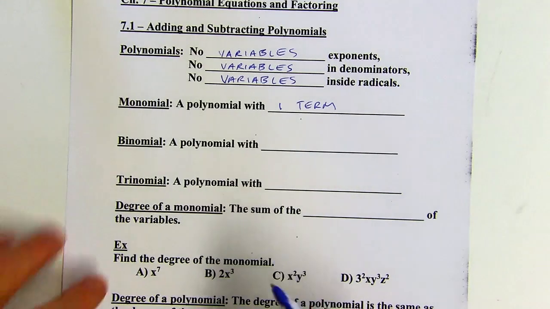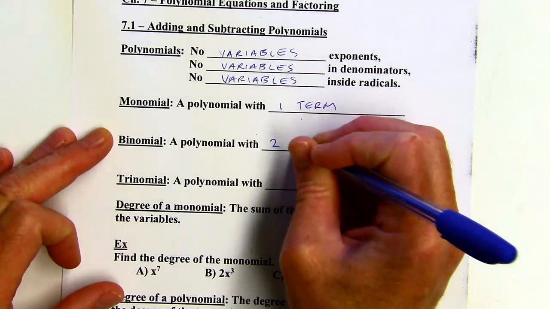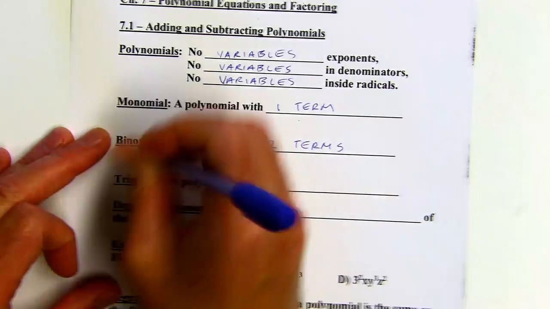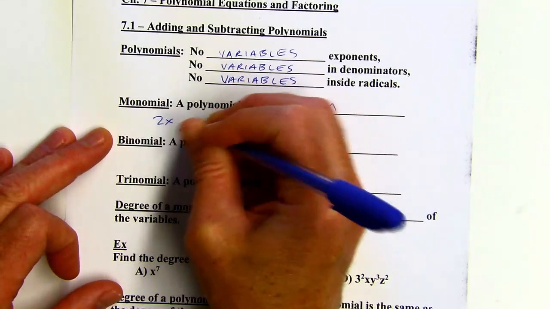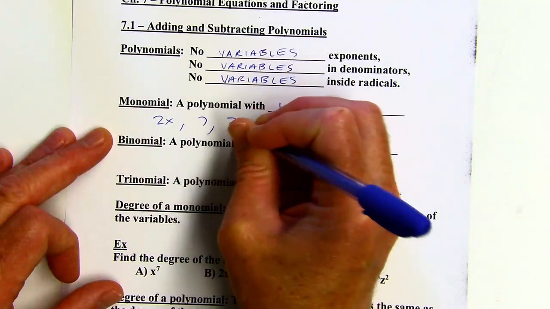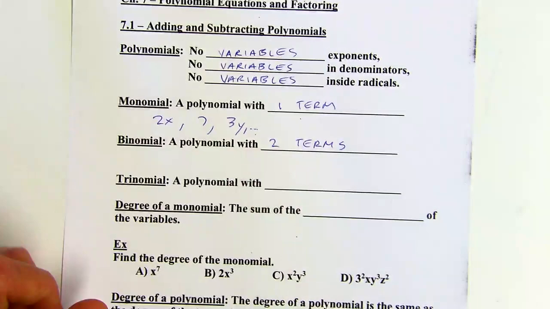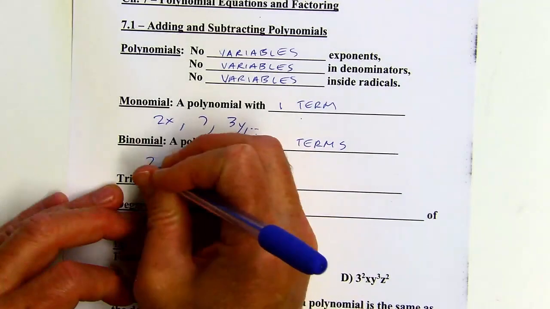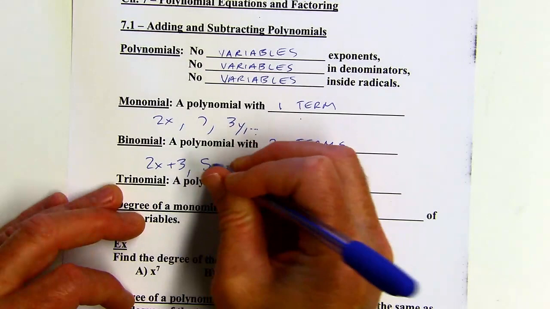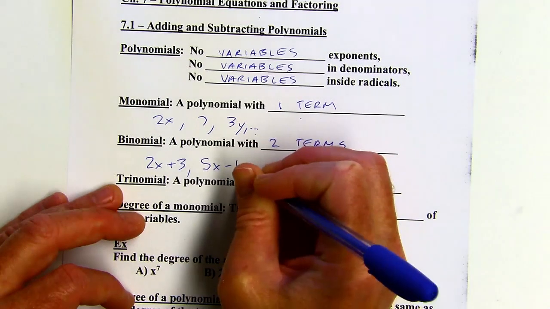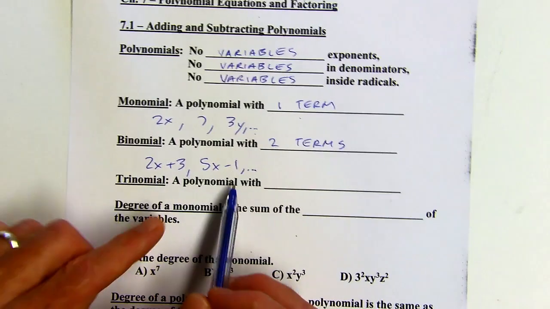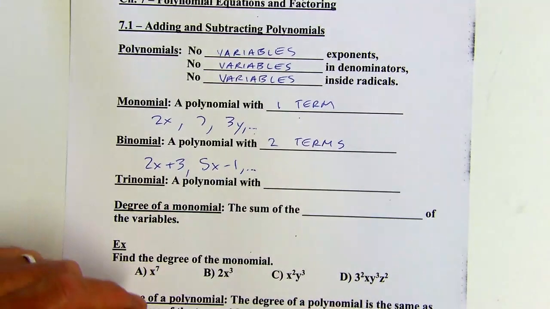Okay, a binomial is going to have two terms, just like a bicycle has two tires. So a monomial might look like this, or like that, or that, right? Just making up some monomials. A binomial might look like this. 2x plus 3 would be a binomial, or 5x minus 1, something like that. So the terms are the little clusters, right? And the terms are separated by a plus or a minus sign.